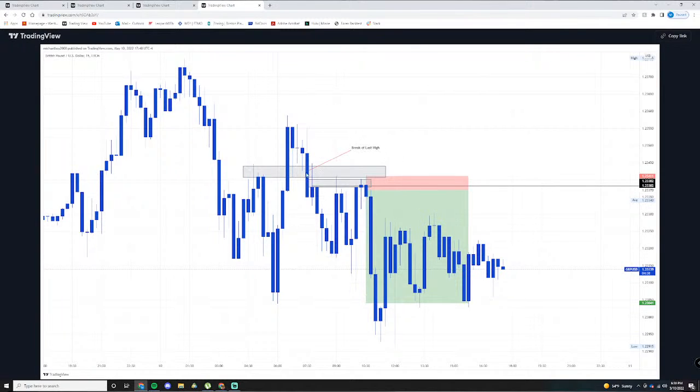But yet again, you see the example. It's not a perfect double top. It's not a perfect double bottom. But you got to make it work. You got to interpret it in your own way and just try and make it work.